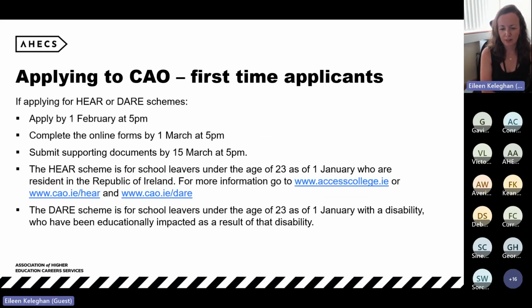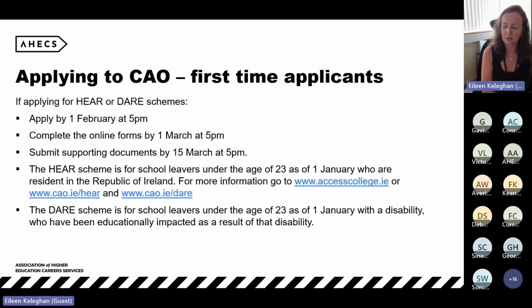Just a note on the HERE or DARE schemes, any applicants who are under the age of 23 as of the 1st of January who wish to apply for either of the schemes must have applied to CAO by the 1st of February at 5 p.m. They'll have to complete the online forms for either HERE and or DARE by the 1st of March at 5 p.m. and then they have to submit their supporting documents by the 15th of March at 5 p.m.